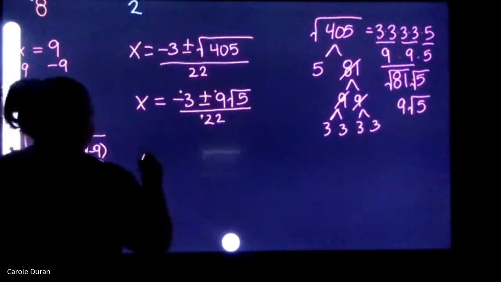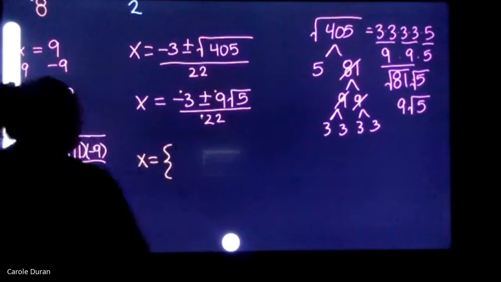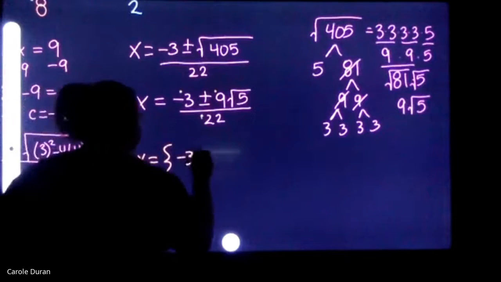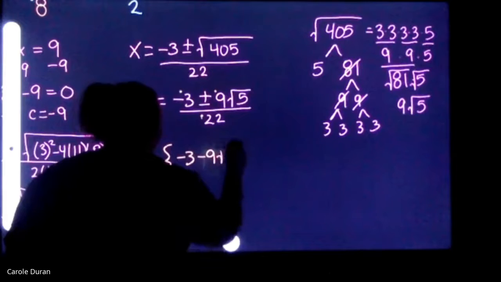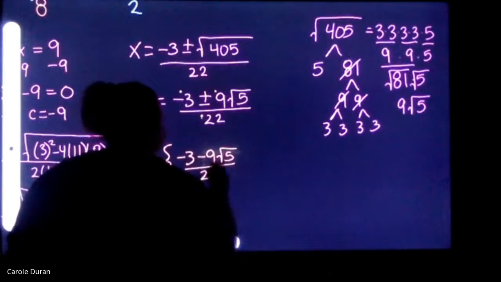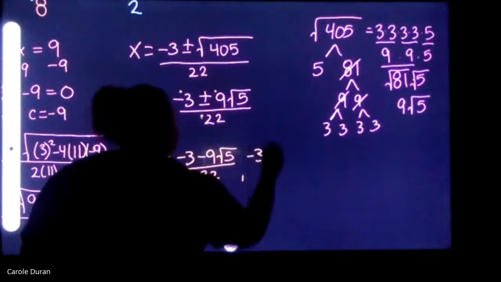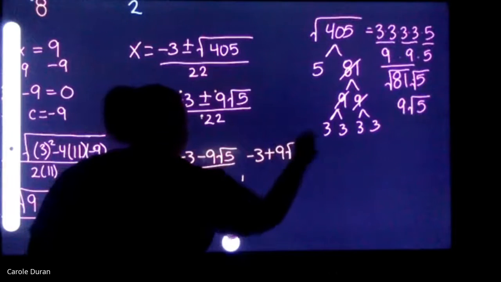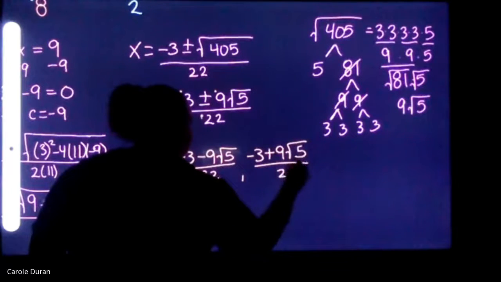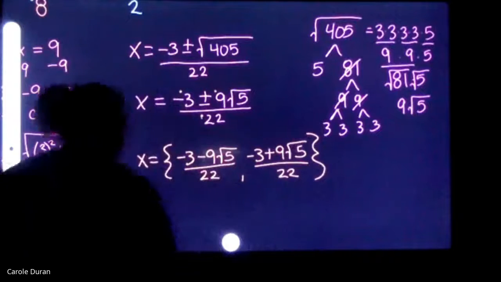I just need to put it into my curly brackets and split it up into two problems. So -3 minus 9 root 5 over 22, and -3 plus 9 root 5 over 22. And then I'm done.